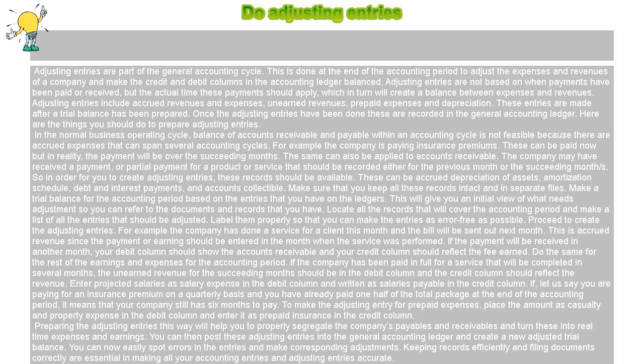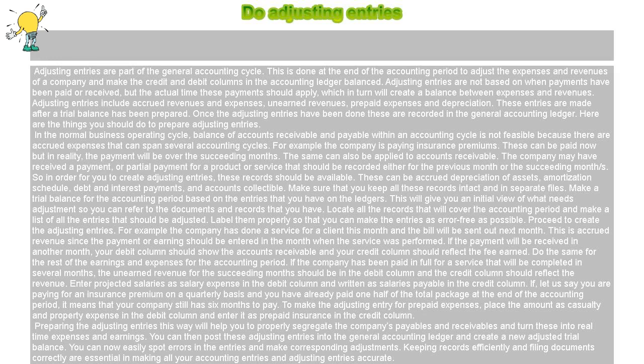How to do adjusting entries. Adjusting entries are part of the general accounting cycle. This is done at the end of the accounting period to adjust the expenses and revenues of a company and make the credit and debit columns in the accounting ledger balanced.